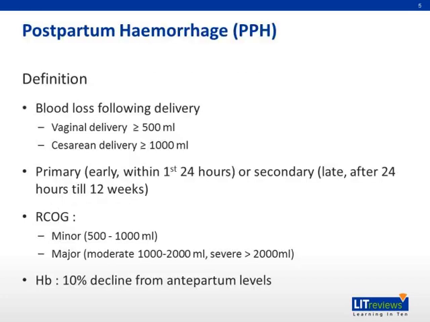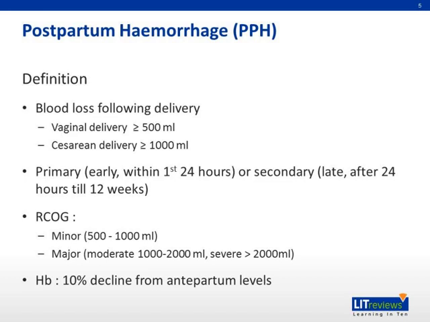We can define postpartum hemorrhage as blood loss following delivery. In terms of vaginal delivery, any blood loss more than 500 ml is considered PPH, and for cesarean deliveries, more than 1000 ml is considered PPH. PPH can be divided into primary or secondary. Primary is defined as early onset within the first 24 hours of delivery, or secondary can be defined as late, after 24 hours to 12 weeks postpartum.